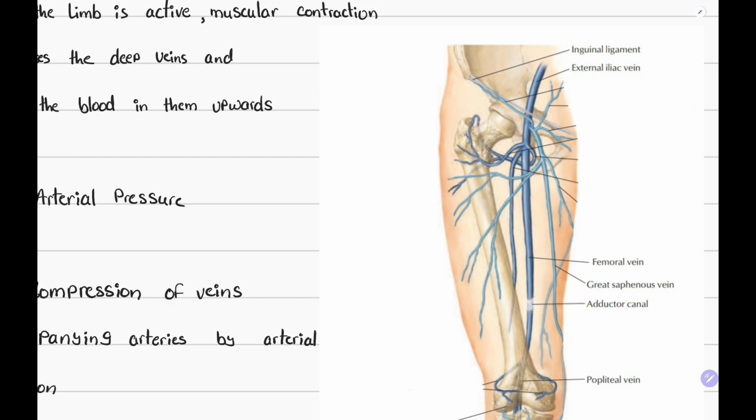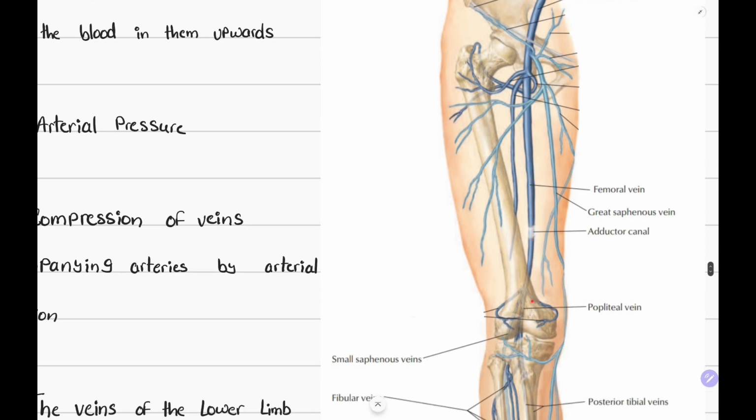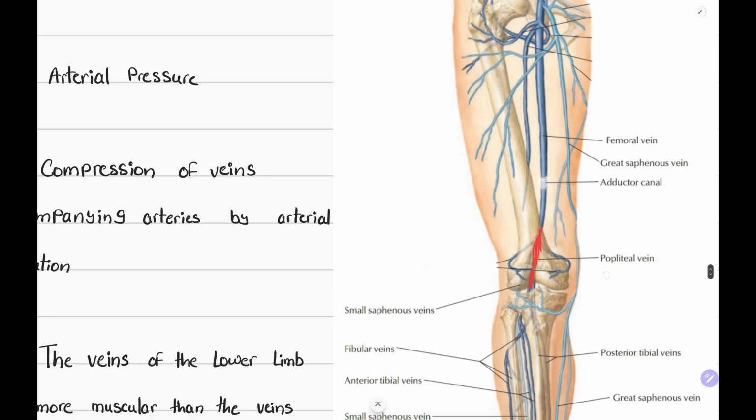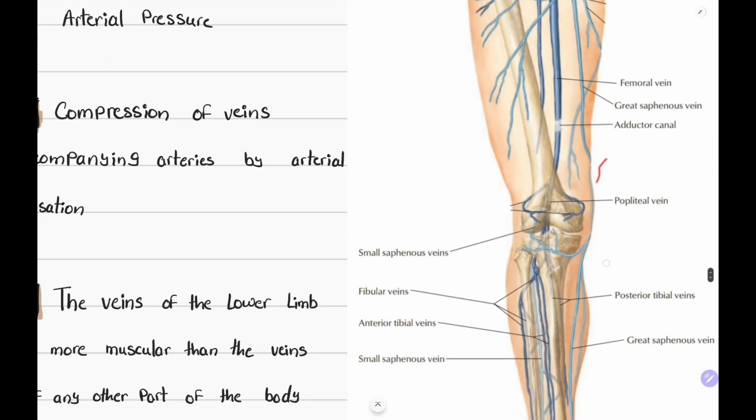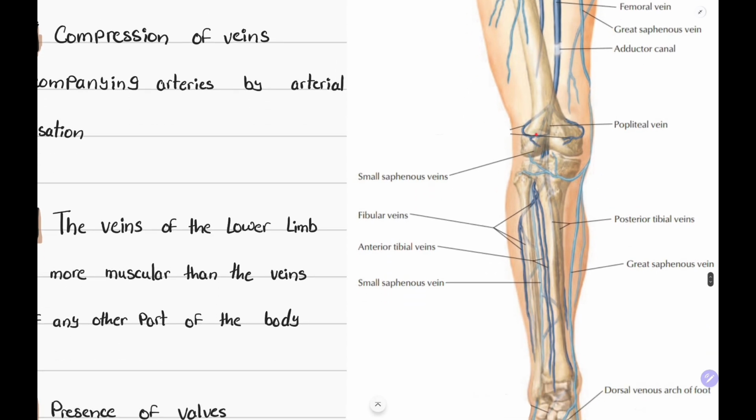Remember this adductor canal for our later point. I will discuss this with you. So the femoral vein continues and goes posterior to the knee joint to become the popliteal vein. Here is the popliteal vein. This popliteal vein gives a small branch called the small saphenous vein. This is the small saphenous vein, which is again a superficial vein. Right here is the small saphenous vein.